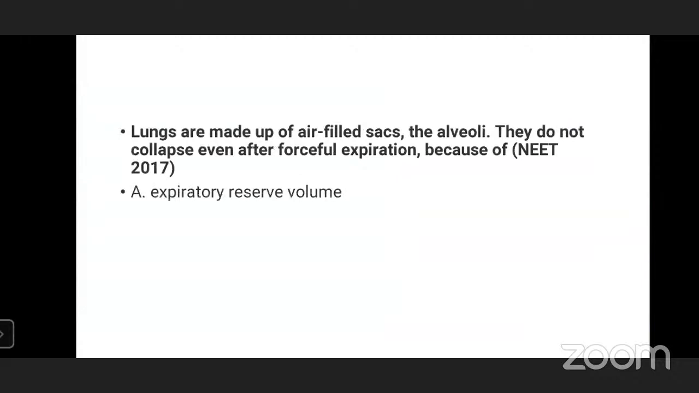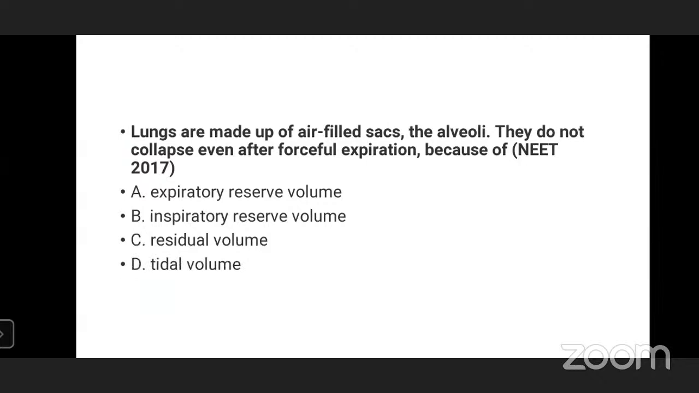Okay, so the first question is: lungs are made up of air-filled sacs, the alveoli. They do not collapse even after forceful expiration because of... So once again, I repeat the question. Lungs are made up of air-filled sacs called the alveoli. We have already discussed what alveoli are, right? They do not collapse even after forceful expiration. We have also learned what forceful expiration is. Why don't they collapse? Is it due to expiratory reserve volume, inspiratory reserve volume, residual volume, or tidal volume?